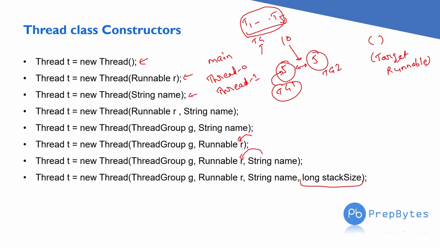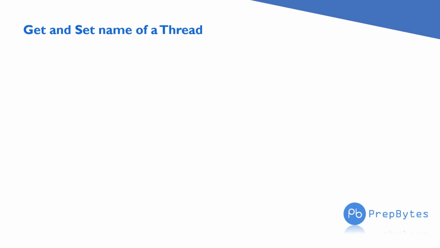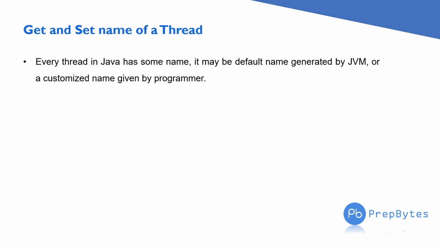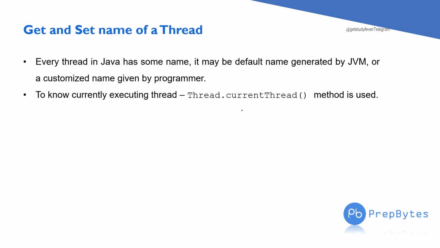Before going to code, let's see one more topic: getting and setting the name of a thread. How do you get and set the name of a thread? As I've explained, every thread in Java has some name. It may be a default name generated by the JVM or a customized name given by the programmer. To know the currently executing thread, we will be using the method Thread.currentThread. To know which thread is currently executing, we use this method.